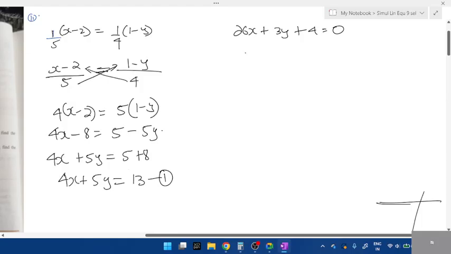Second equation, how do you arrange this? See, stop telling 4 to the other side, this side. Tell me the direct value, x is equal to what, for these two equations?